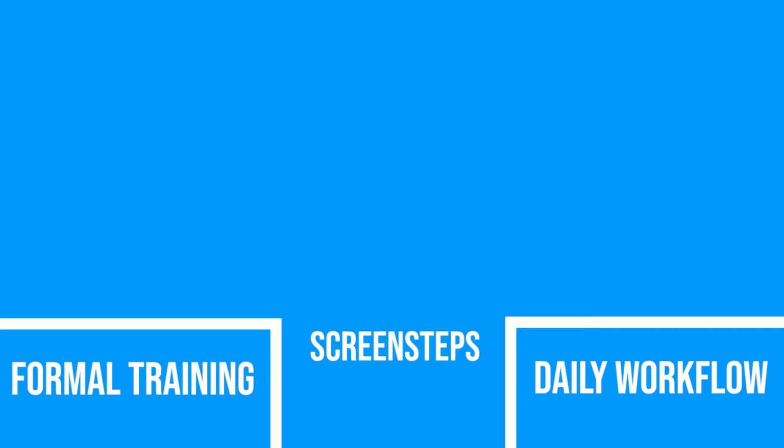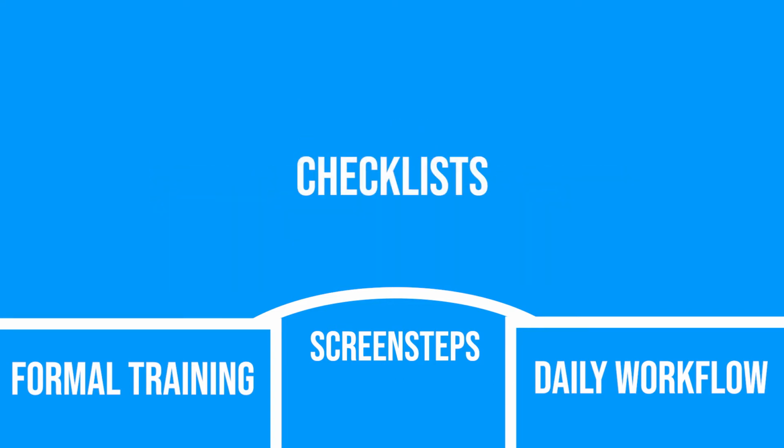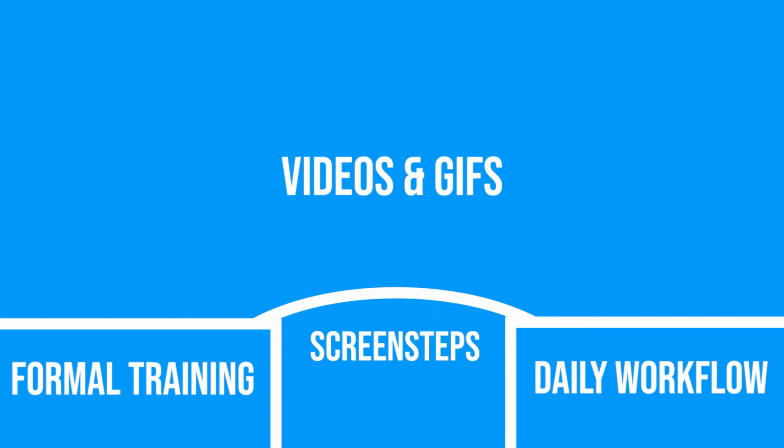Now, using ScreenSteps, you bridge that gap by creating actionable learning assets that help employees apply what they learned in their formal training to their daily routine. You can provide employees with checklists, step-by-step guides with decision trees, job aids, reference articles, videos, GIFs, and more. And employees can quickly bring these resources up and use them while they're handling transactions and tasks. The result is that employees can effectively apply what they learned during formal training.